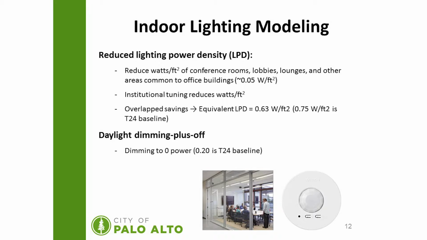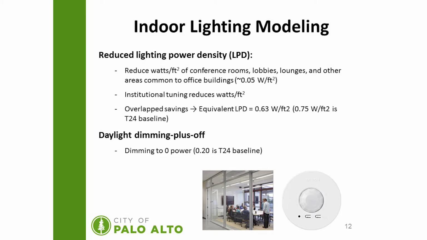The next set of measures we looked at are to improve indoor lighting. The first is to reduce the lighting power density in this space, the LPD, and there are actually a couple measures that go into this. The first is to reduce the watts per square foot by installing higher efficacy lighting. We averaged the spaces and the percent of reduction that we could get, and that averaged to about 0.05 watts per square foot. The next measure would be to implement institutional tuning.